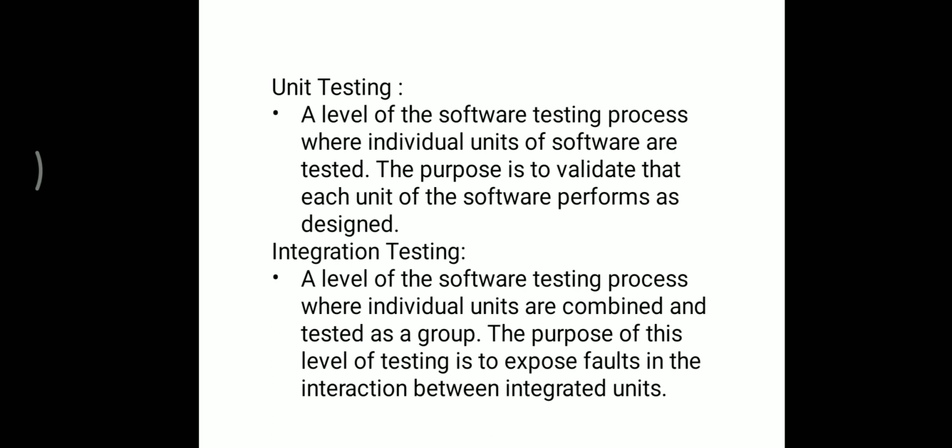Validation involves four major steps. First one is unit testing. Let's see what it is. A level of the software testing process where individual units of software are tested. The process is to validate that each unit of the software performs as designed.